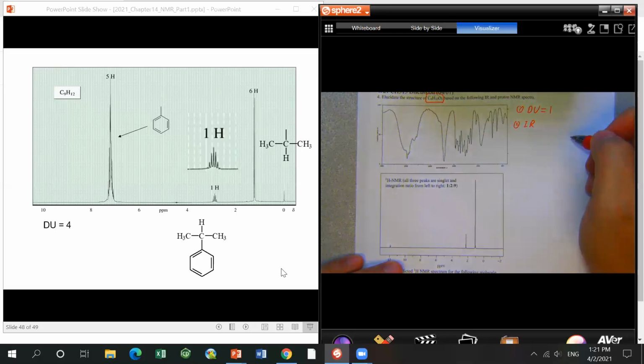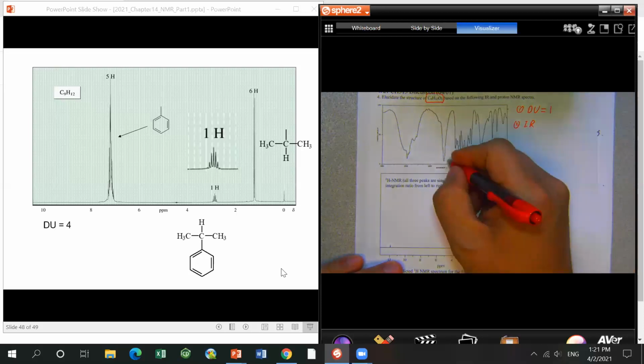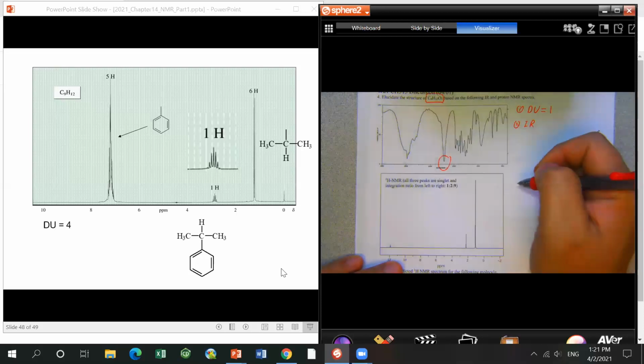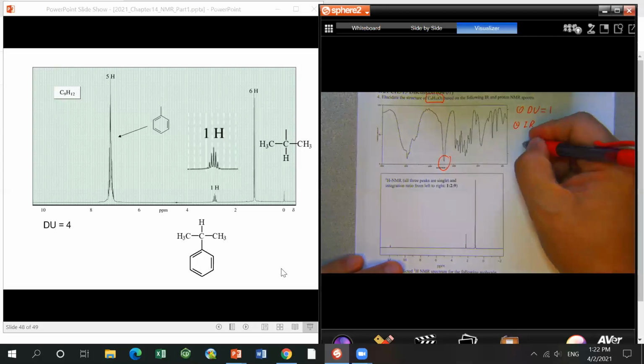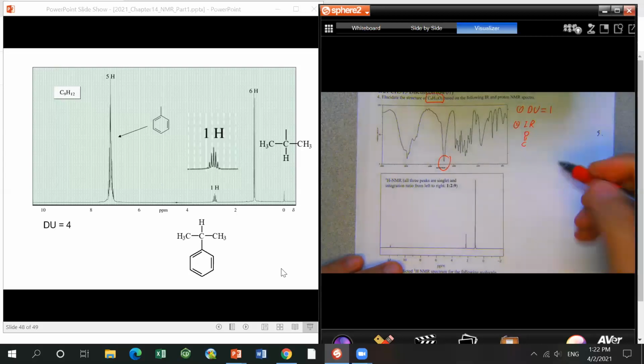is any peak around 1700, which tells you whether there is a carbonyl group in this molecule. For this example, we definitely see a huge peak around 1700. So that means there's a carbonyl group in this molecule, and that's where the 1 degree of saturation comes from. It's coming from the carbonyl.